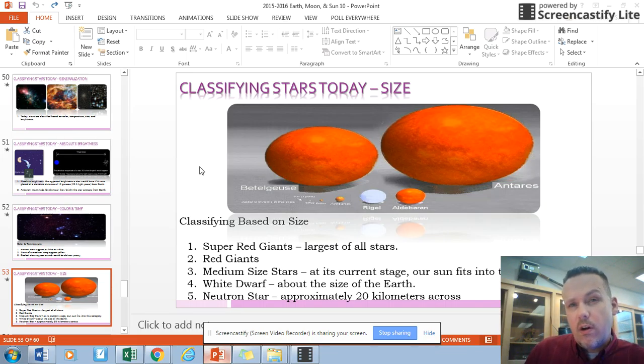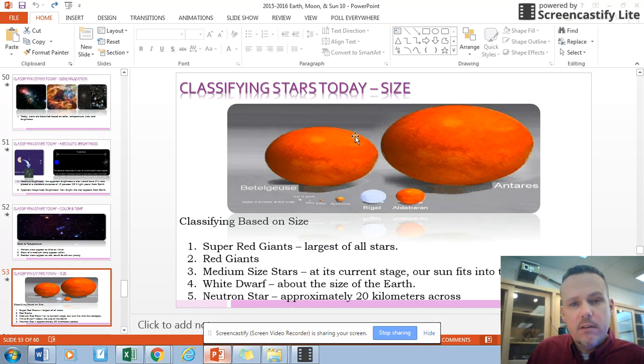Okay, classifying stars based on size. This will go into whether you're going to be a red giant or super red giant. And again, super red giants use up all their energy pretty quick in regards to astronomical time, and they're out the door. The ones that are smaller, they're here longer. And Betelgeuse, he's a super red giant, but he's small in comparison to some.